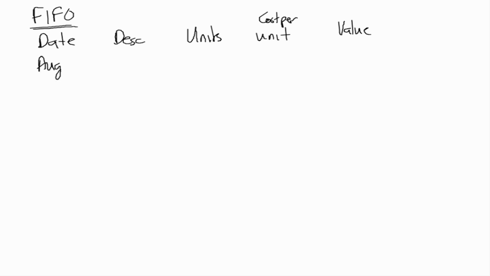All right, so what do we need here? Well, we need the date, the description of what's going on, the units, the cost per unit, and then the value. Okay, so remember on August 1st, there was opening, not a purchase, and it was 38 units at $13. If I multiply this, it equals $494.